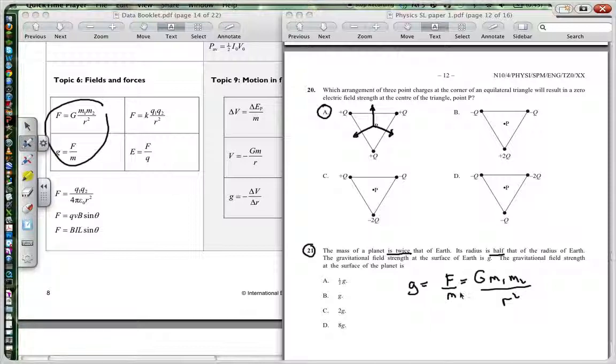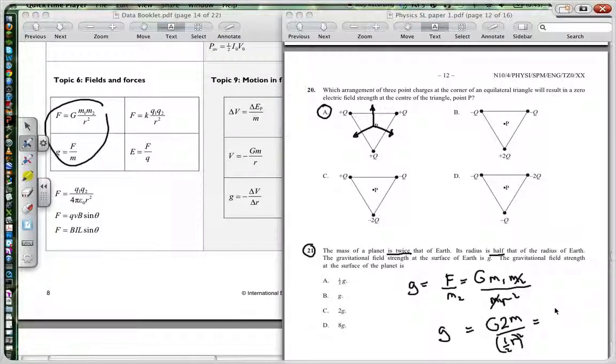So we'd have to take one of these masses, say it's m2, and so we're going to divide this by m2 and it'll cancel. So g is equal to big G m over r squared. So now that would be for the Earth. Now for this other planet, the mass is twice that, so it's 2m, and the radius is a half, so it's going to be a half, and that will all be squared.